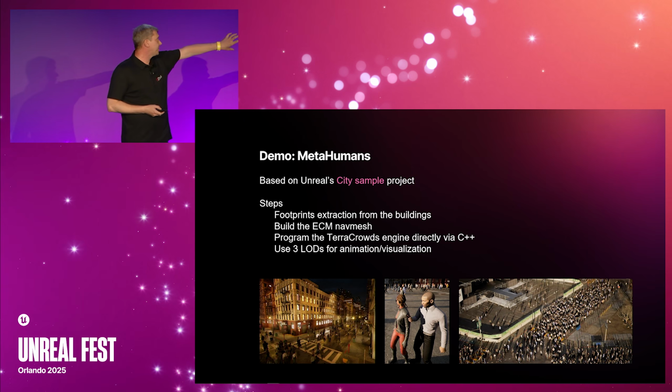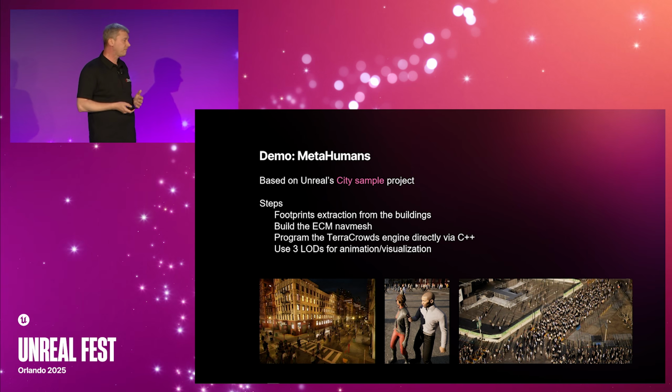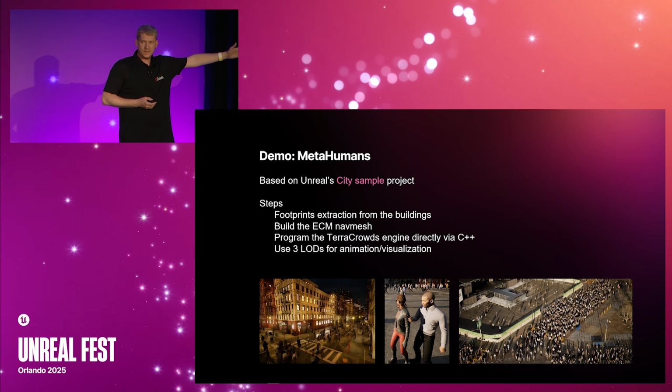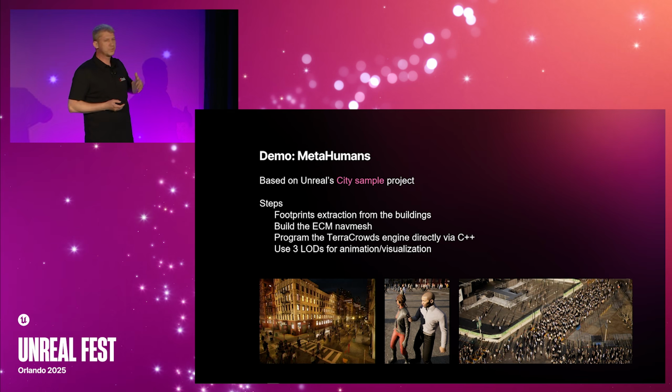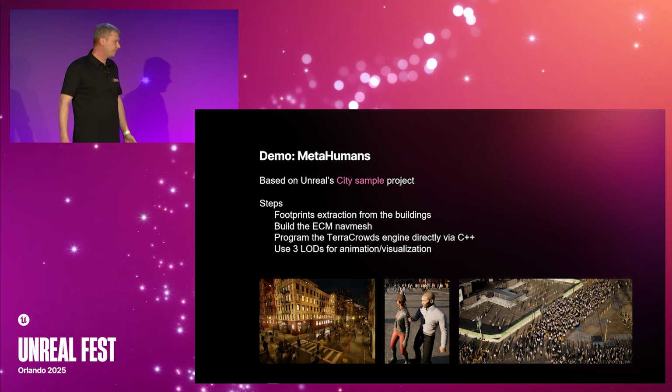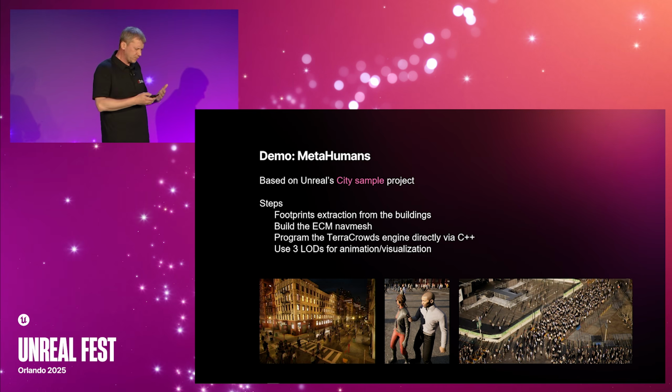What we did, we extracted the footprint from the buildings and we built a nav mesh on top of that. We programmed the crowds directly in C++, since 1 year ago we didn't have the blueprints ready yet. So this took way more time, obviously. And we used 3 LODs for animation. So for characters very close to the camera, we used the cinematic setting of the MetaHumans. And for the rest, we used a simple vertex-based animation where we did simple blending between people standing still or actually moving, but it was quite simple.